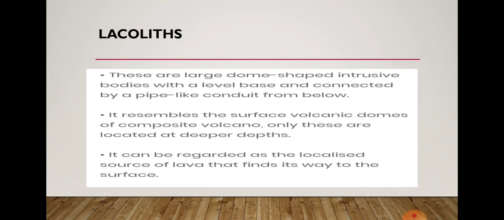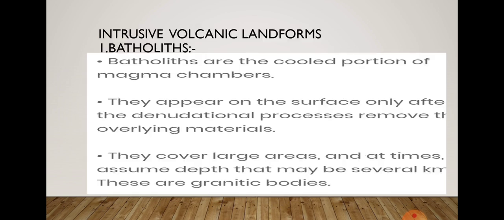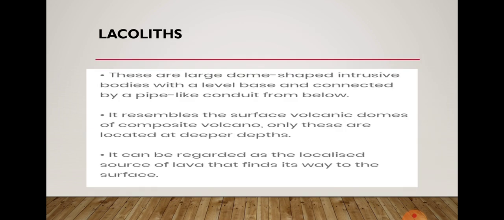Now these batholiths are large bodies, the largest intrusive forms. As an example, you can see them in the Coast Range of Canada, where a huge amount of batholiths is present. Now the next is laccolith.